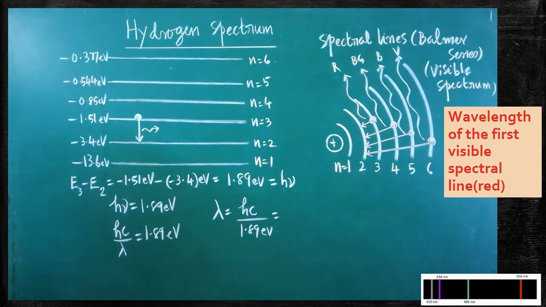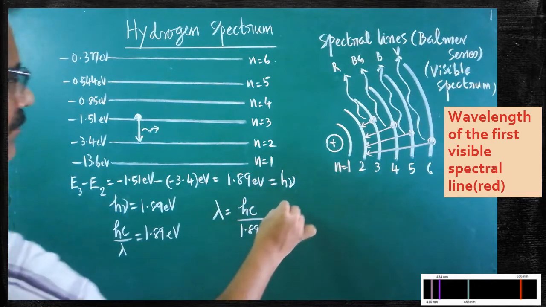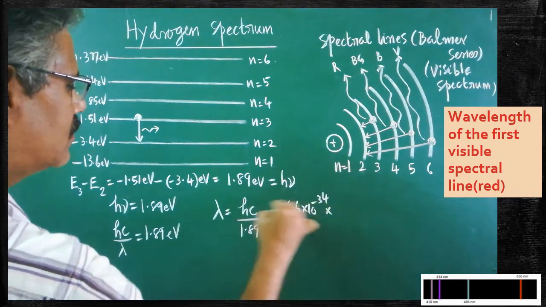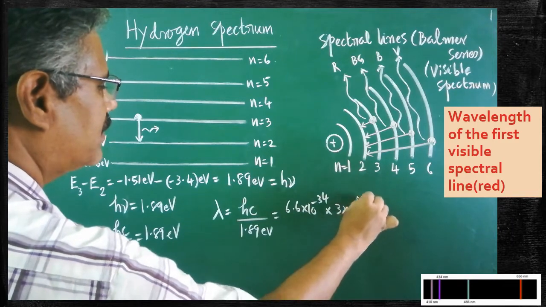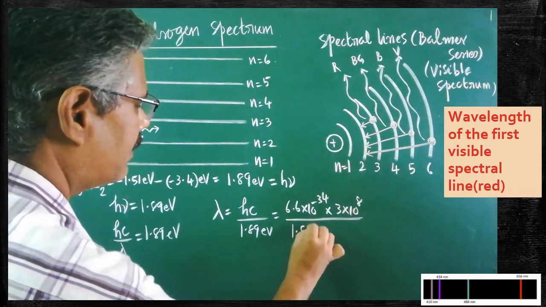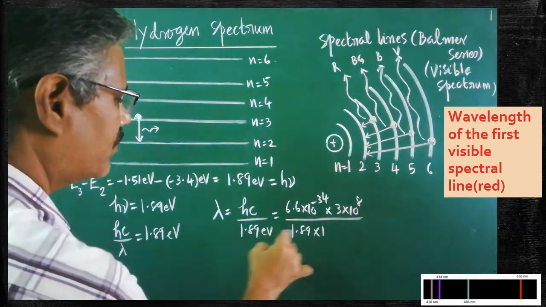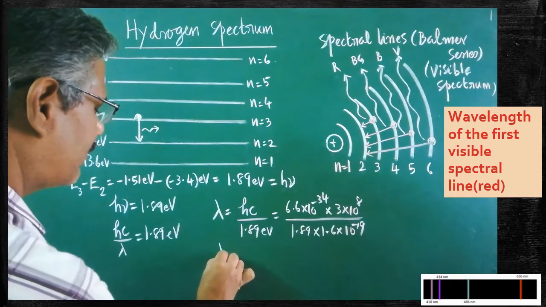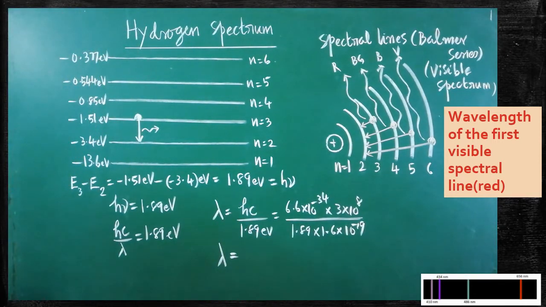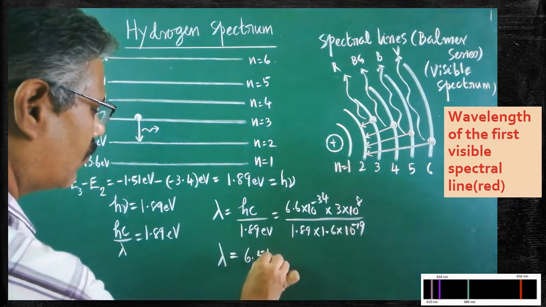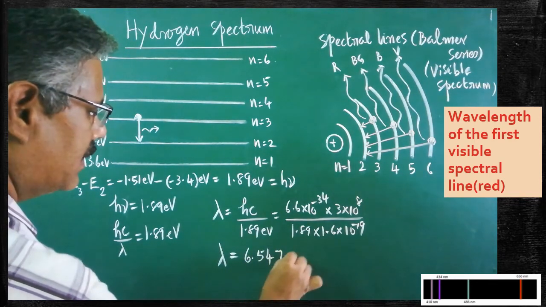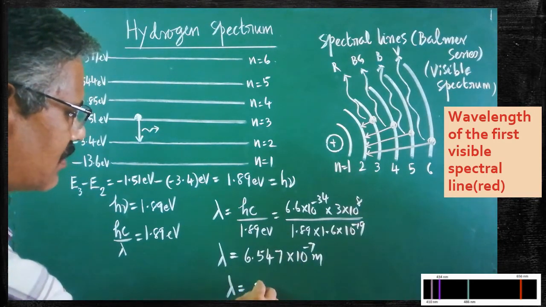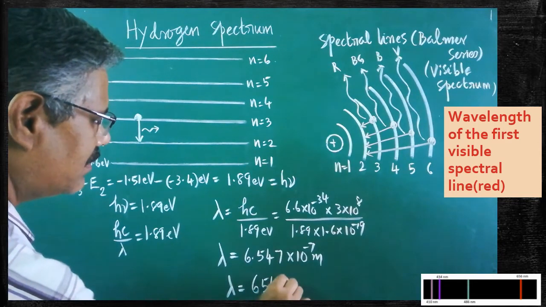That electron volt value must be converted into joule. That is very important. 6.6 into 10 to the power of minus 34, into 3 into 10 to the power of 8, the speed of light, whole divided by 1.89 into, to be converted into joule, therefore, 1.6 into 10 to the power of minus 19. After calculation and simplification, the final answer will be 6.547 into 10 to the power of minus 7 meter. If it is converted into Angstrom, you will get 6547 Angstrom.